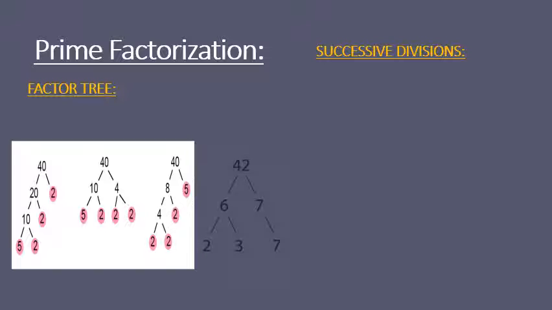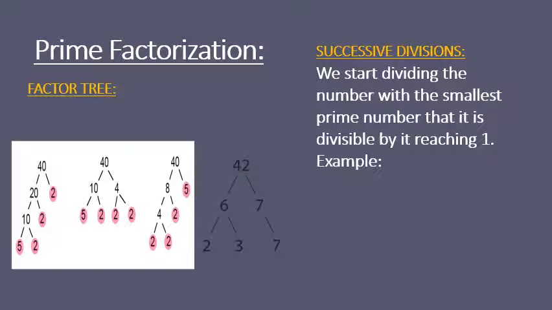42 is 6 times 7, and we decompose 6 into 2 times 3, and 7 remains 7 because it is a prime number. We also can use successive divisions by dividing the number by the smallest prime number that it is divisible by, reaching 1.